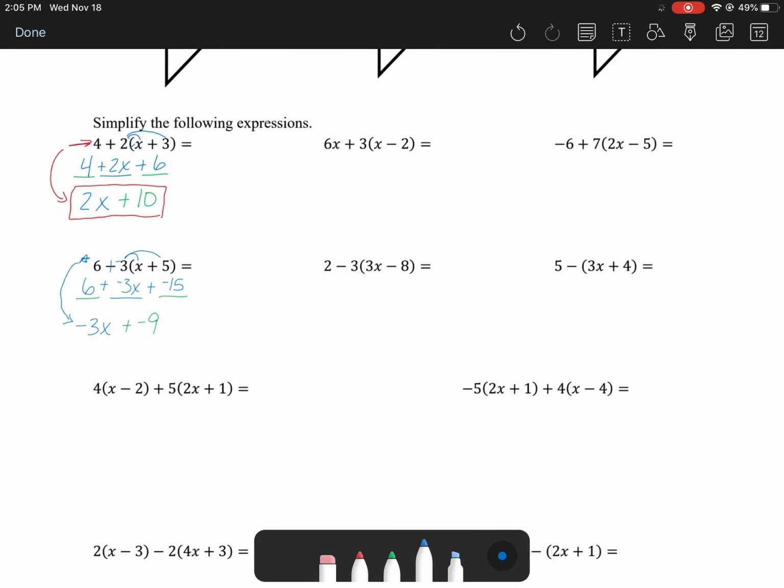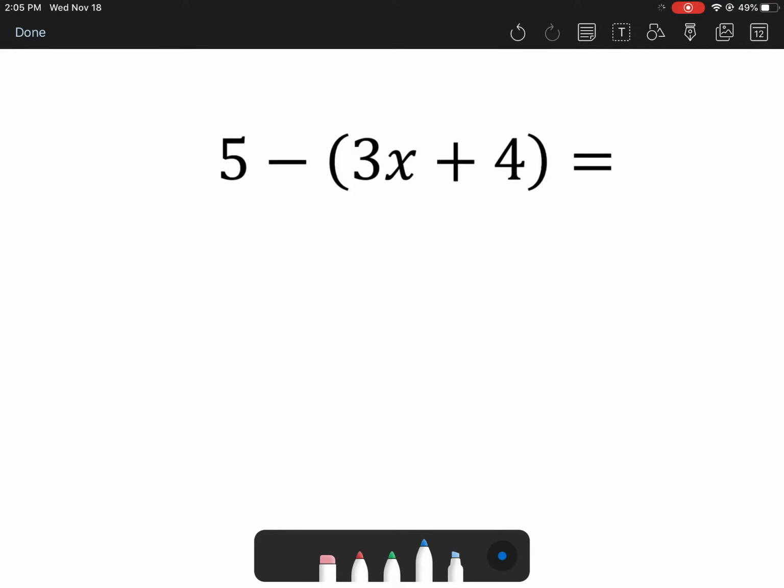If you want to pause the video and work on... Oh, wait, no. Don't pause yet. I want us to do this one together. So I have 5 minus the quantity of 3x plus 4. Again, we could do LCO. I see minus, so I'm going to change that to plus negative. However, I don't see any number here.